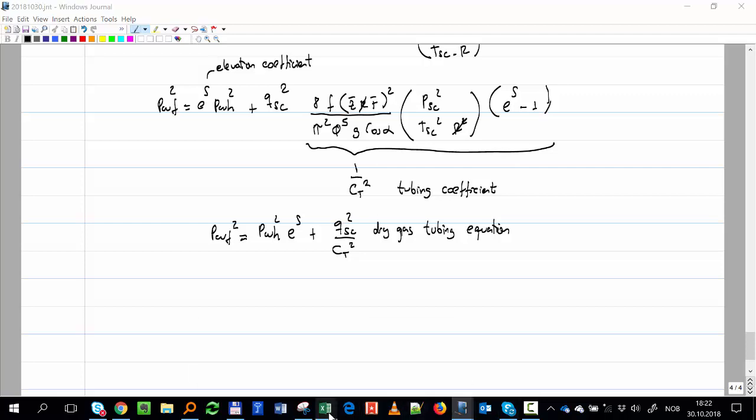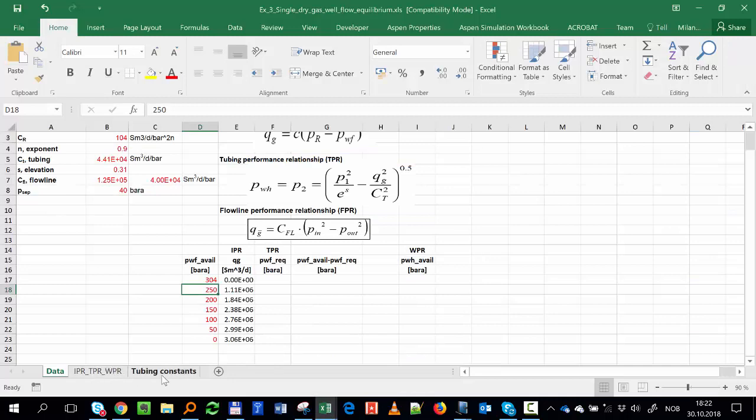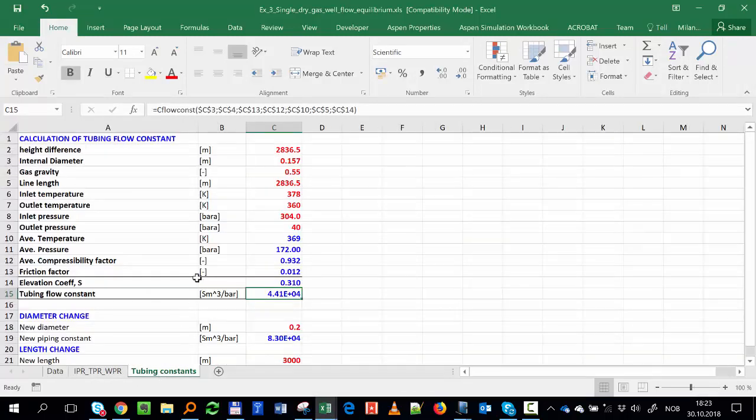So if you go to your Excel sheet, to tubing constants on this sheet, you will see the calculation of S and the calculation of CT. You can put any value you want and calculate for any tubing you have. For example, the height difference, not the length but the height difference, and the line length. When both are the same, we just have a vertical well. Then the ID, the internal diameter of that tubing, and the gas gravity.